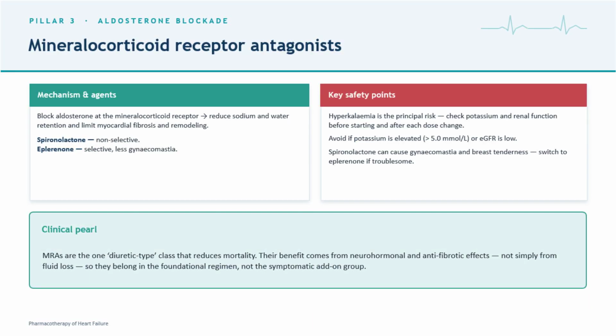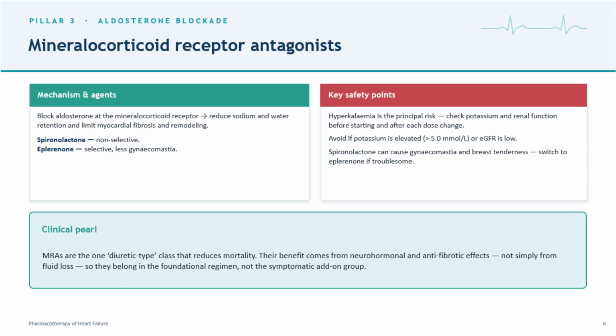Pillar 3, aldosterone blockade, the mineralocorticoid receptor antagonists. And I want you to pay attention here, because this class hides a really elegant secret. Spironolactone and eplerenone block aldosterone at its receptor, cutting sodium and water retention AND limiting that nasty myocardial fibrosis. Spironolactone is non-selective. Eplerenone is selective with far less gynecomastia, so if your patient develops breast tenderness, switch them over.